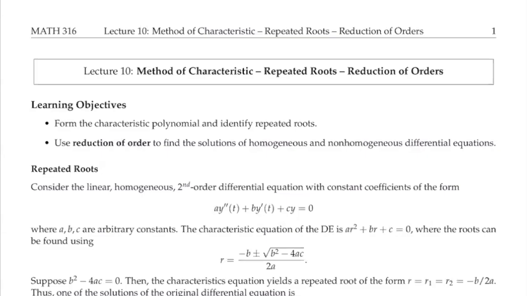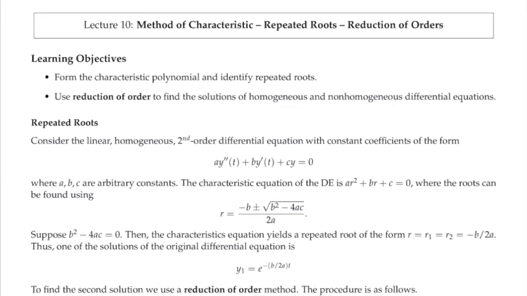All right, so lecture 10, method of characteristic, and we're going to work on the case of repeated roots. For the repeated root, we have one solution to start with. To get the second solution, because this is a second order differential equation, we need to find the second solution based on the first solution, and we use something called reduction of order to do so.